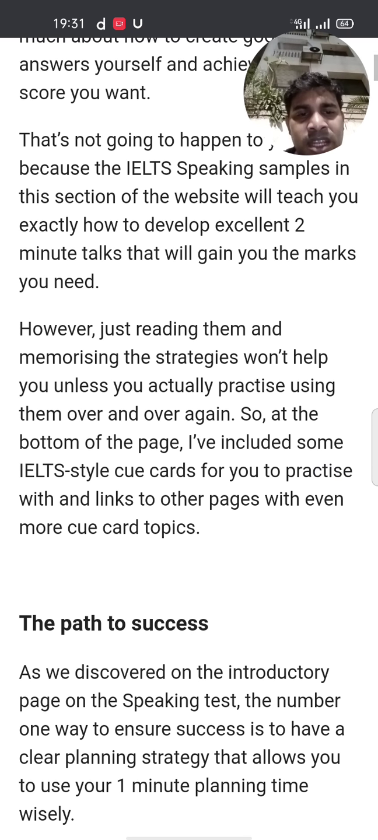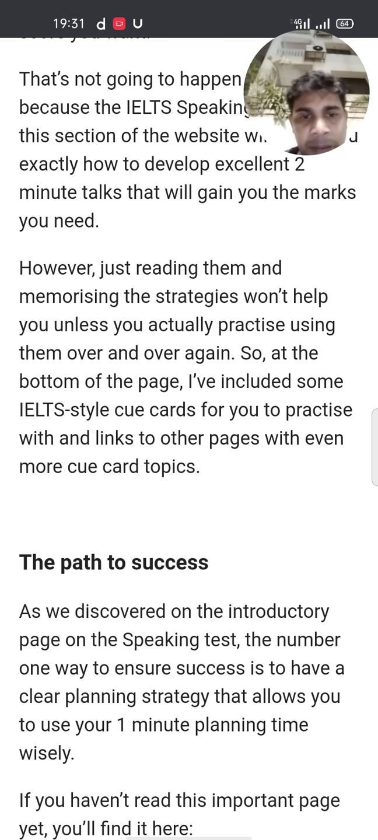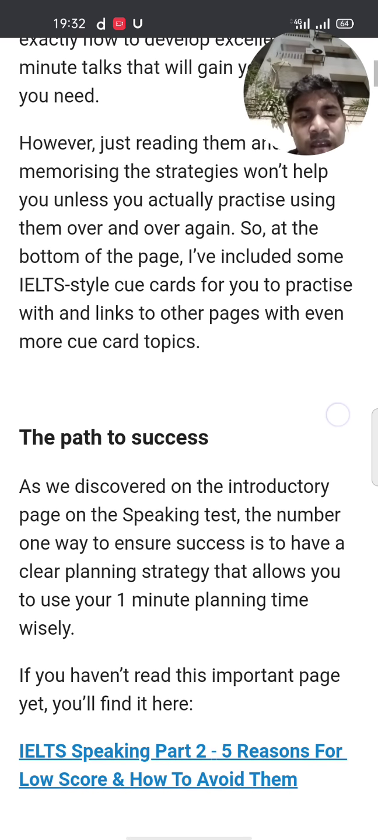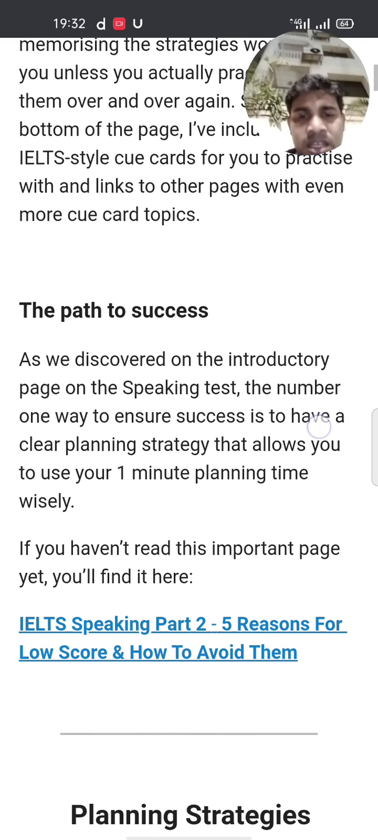However, just reading them and memorizing the strategies won't help you unless you actually practice using them over and over again. So at the bottom of the page I have included, bottom, not top. At the bottom of the page I include some IELTS-style cue cards for you to practice with, with links to other pages with even more cue card topics.